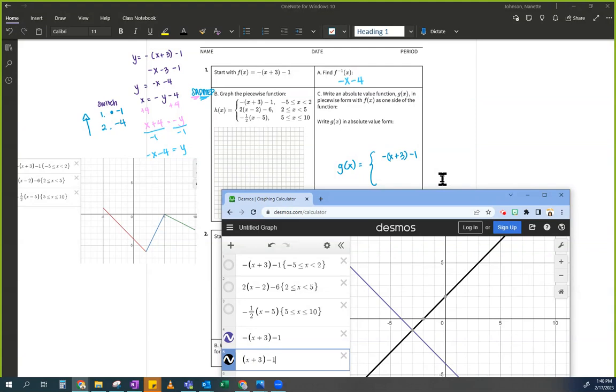While you guys are typing and writing and all the other stuff, I'm going to write out the other side, which is x plus 3 minus 1. What number are we going to use to switch from blue to black?